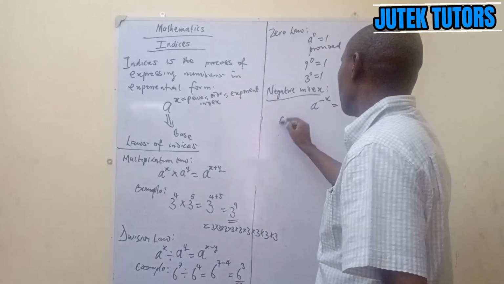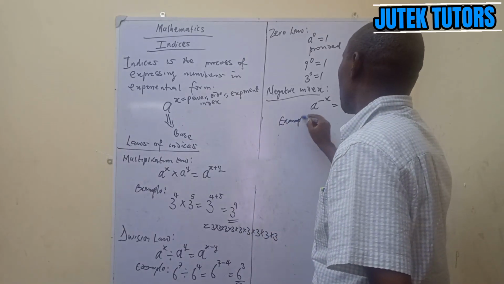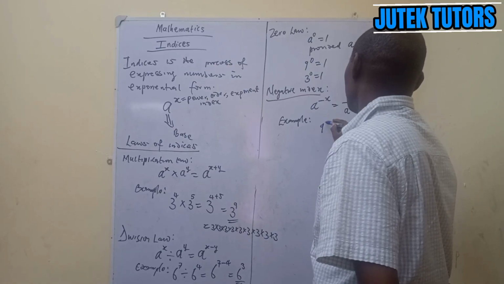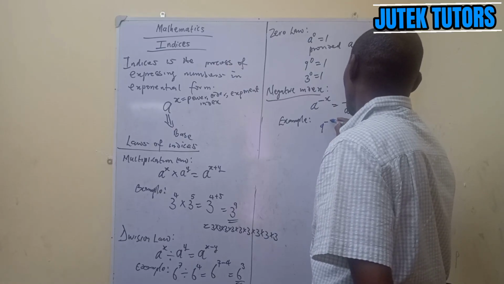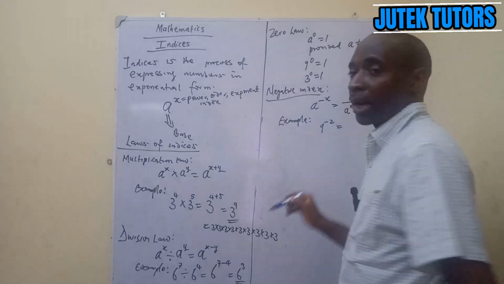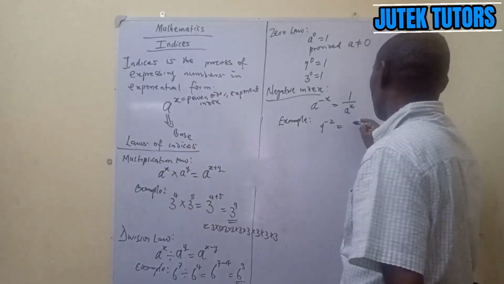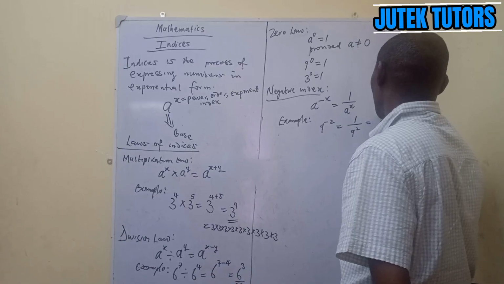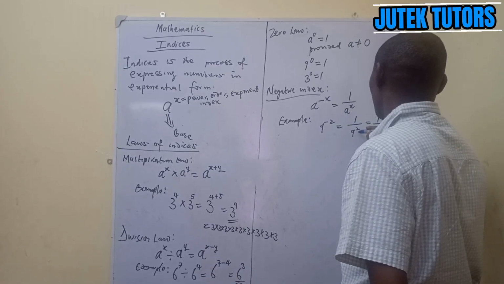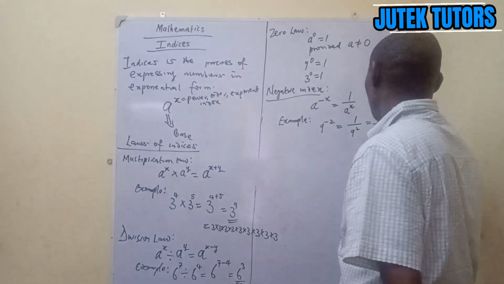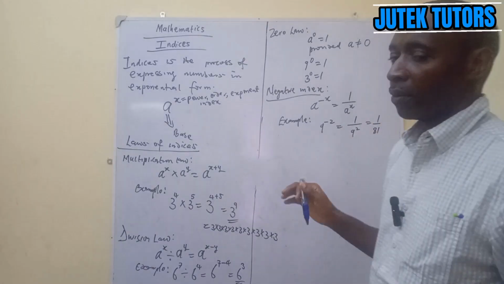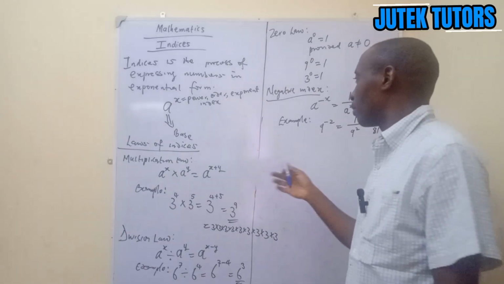For example, we have 9 raised to the power minus 2. It is equal to 1 all over 9 raised to the power 2. 9 raised to the power 2 is equal to 81. So the answer here is 1 all over 81.